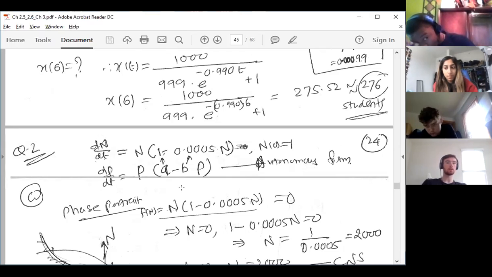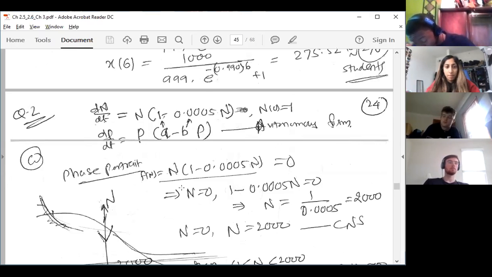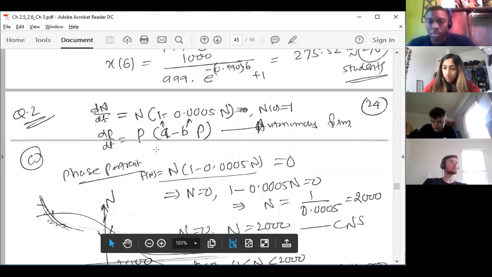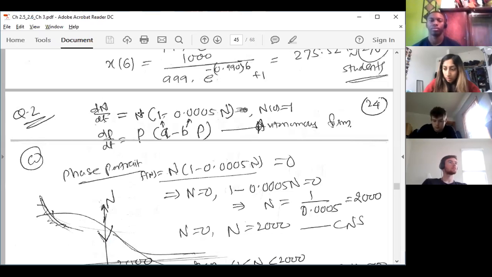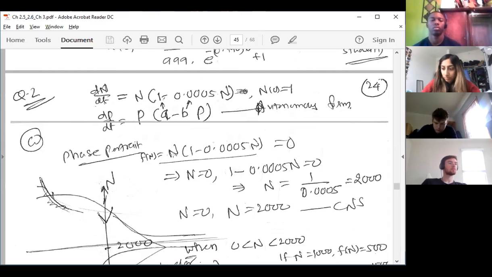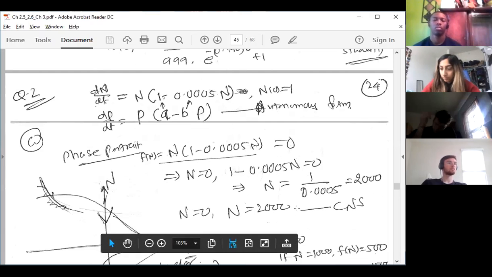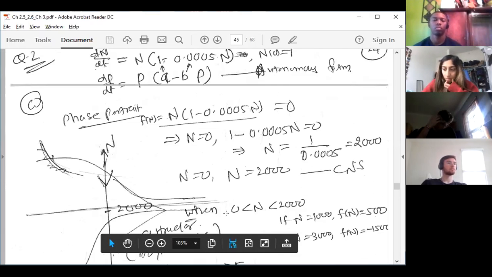Good. So first of all, as I told you, for the phase portrait, this is my dp by dt equal to f of p. Here it is n, so f of n is equal to this. The derivative is already there, so we equate it to 0 to find the critical numbers. If you equate to 0, you get n equal to 0, otherwise n equal to 1 over 0.0005, which means 2000. So n equal to 0 and 2000 are the critical numbers.